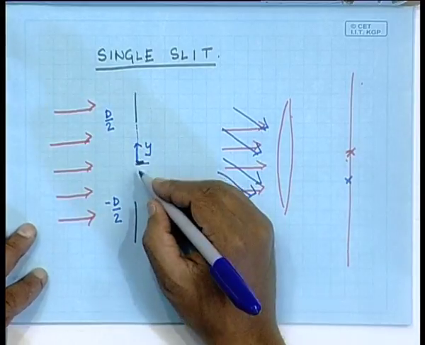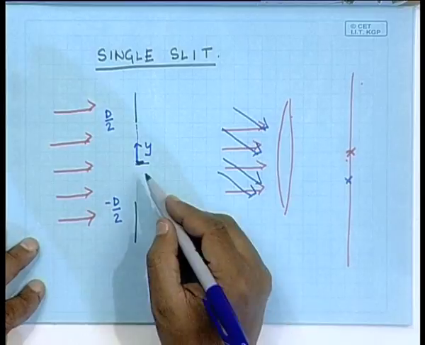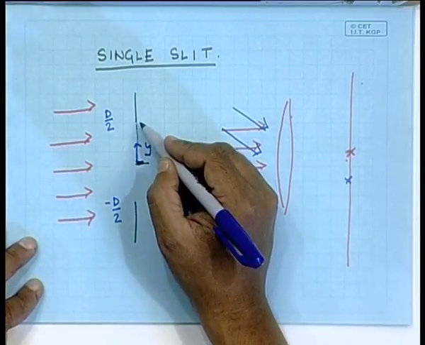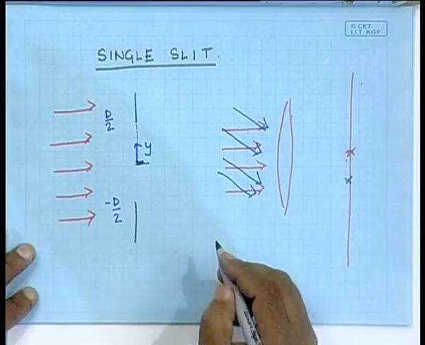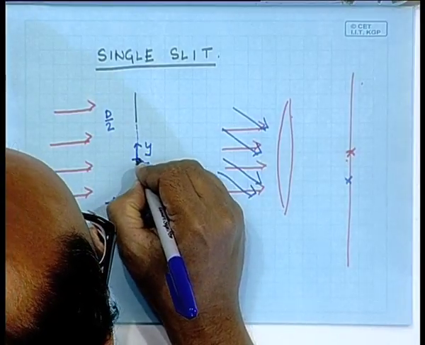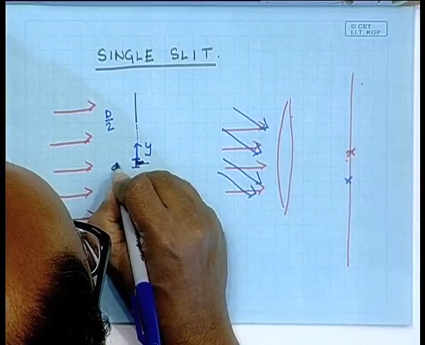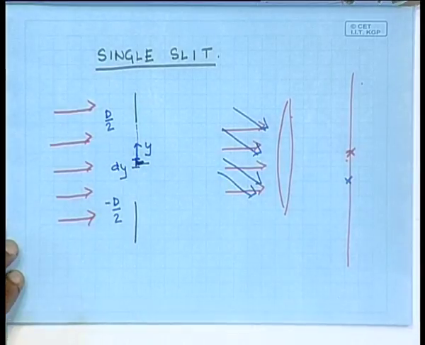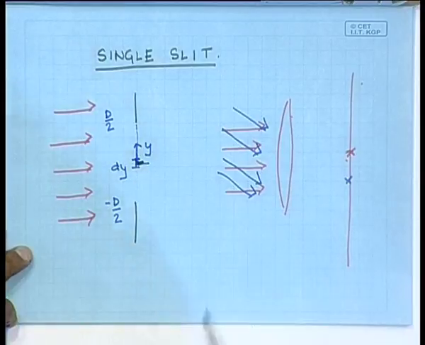Each point in this slit is going to act like a secondary source. So, we have an infinite number of points in this range, minus d by 2 to d by 2. Let us focus on a small element dy at the origin, and ask the question, what is the amplitude of the wave which comes out from here?